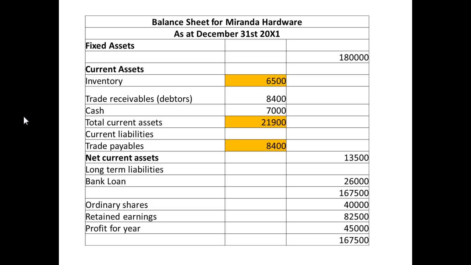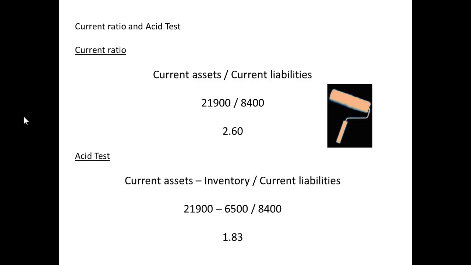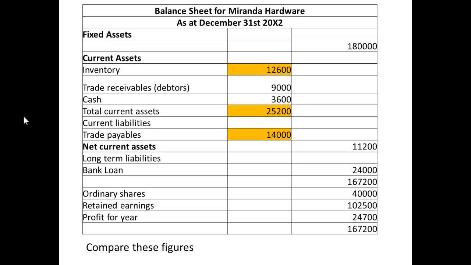So here's the balance sheet for a hardware company, Miranda Hardware, and so let's apply the acid test to that. We have inventory of 6,500, total current assets 21,900, trade payables 8,400. So our current ratio, current assets over current liabilities, 21,900 over 8,400 gives an answer of 2.60. An acid test, current assets minus inventory divided by current liabilities, gives us an answer of 1.83. Still close to the 2 to 1, so it's not too bad.